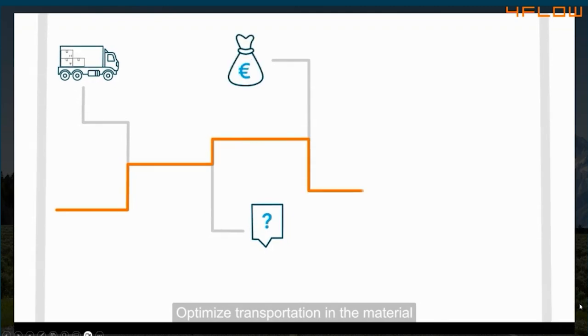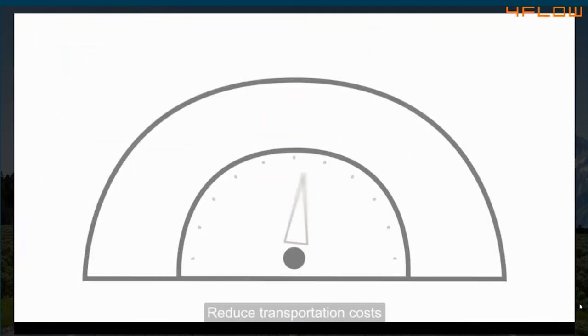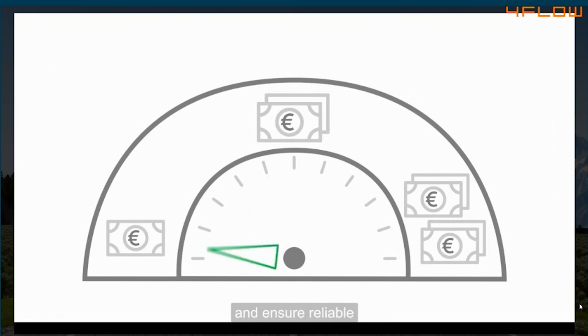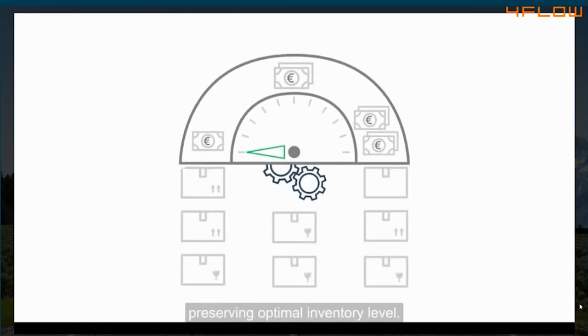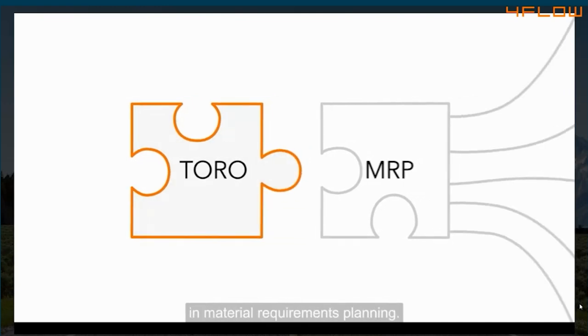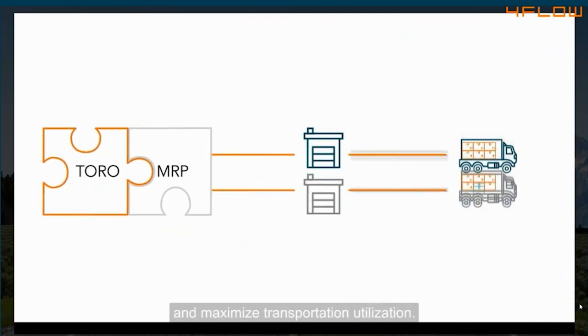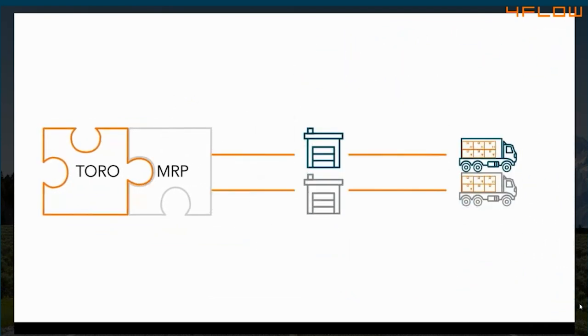Optimize transportation in the material planning stage with FourFlow Toro. Reduce transportation costs and ensure reliable planning while preserving optimal inventory level. FourFlow Toro is a plug-in software solution that optimizes transportation in MRP. It adjusts material call-offs to optimize shipments and maximize transportation utilization.